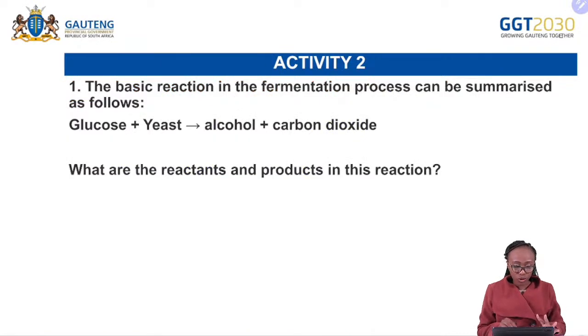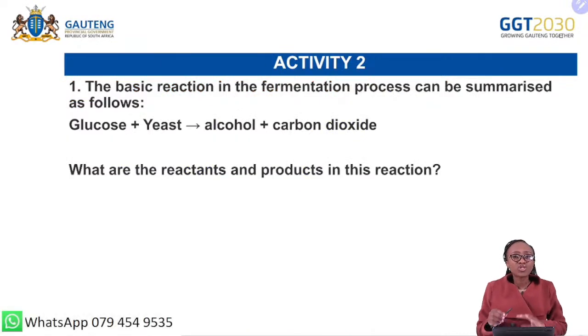So next, I'm going to give you an activity just to jog your memory a bit on what we've been learning. In our activity, we've got this question. The question reads, the basic reaction in the fermentation process can be summarized as follows. Glucose plus yeast to produce alcohol and carbon dioxide. What are the reactants and products for this reaction? I'm going to give you 2 minutes to answer this question. Don't forget to send through your answers to 079 454 9535.